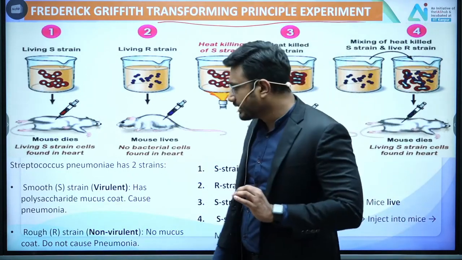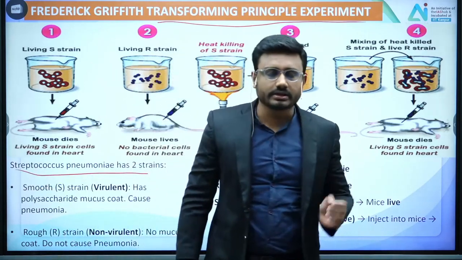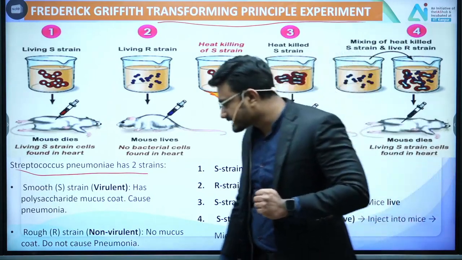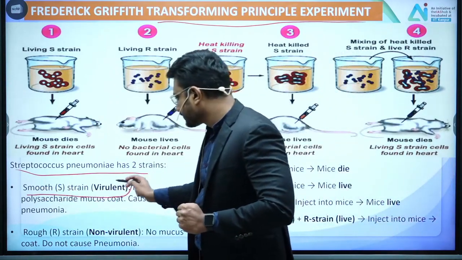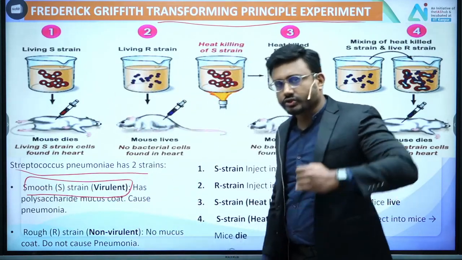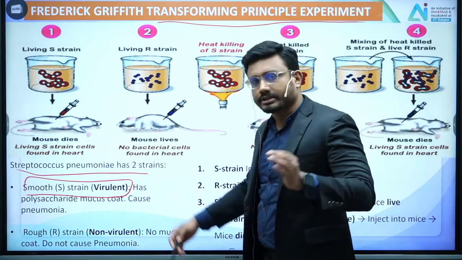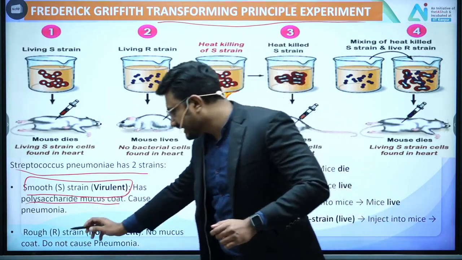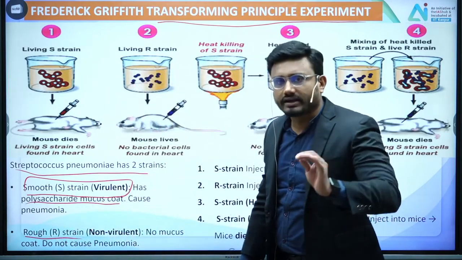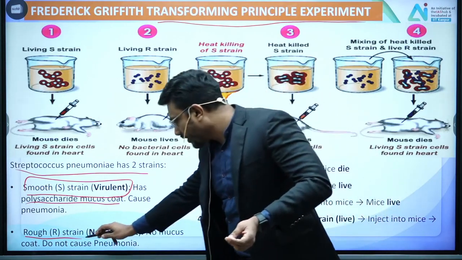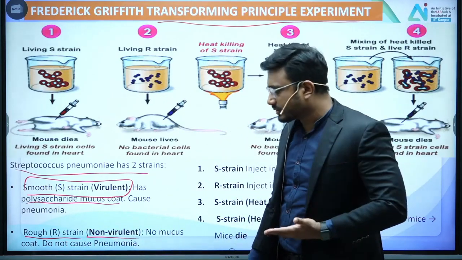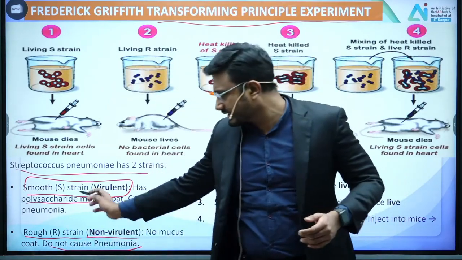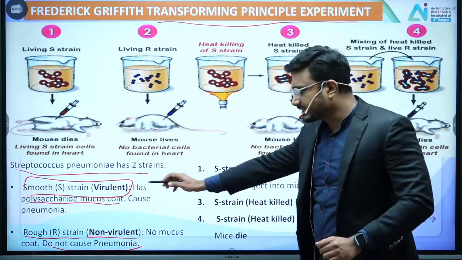Streptococcus pneumoniae, which causes the pneumonia disease, has 2 types of strains. One is the smooth strain, which is considered to be virulent. By virulent, it means that it can cause pneumonia, and it can make a mucus coat also. Whereas there is another strain known as the rough strain or the R strain, that is non-virulent. There is no mucus coat formed by this rough strain. So the rough strain Streptococcus does not cause pneumonia, whereas the S strain does.